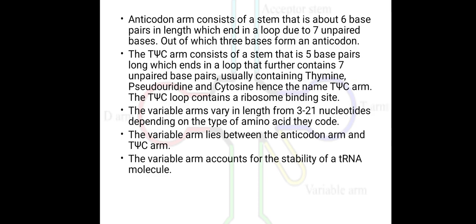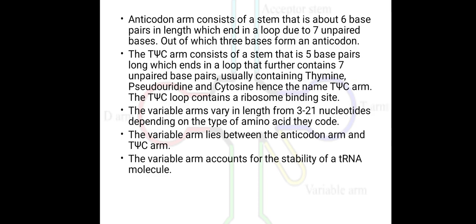the mRNA molecules. The T-psi-C arm consists of a stem that is 5 base pairs long and which ends in a loop that further contains 7 unpaired bases, usually containing thymine, pseudouridine and cytosine, and due to that the name is the T-psi-C arm. And these possess the binding site for the ribosomes.